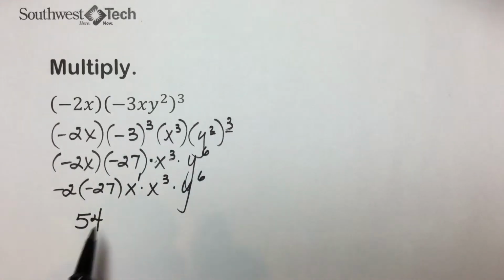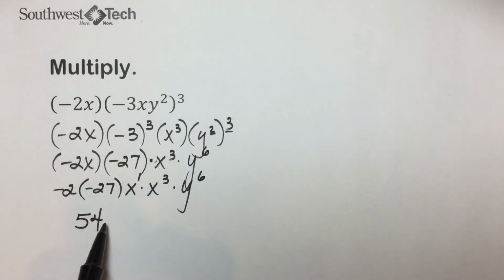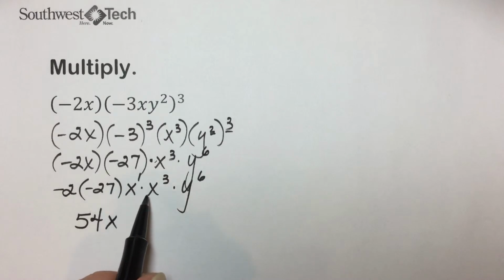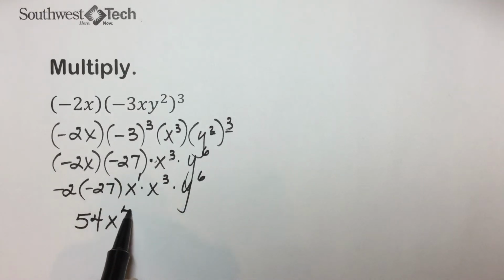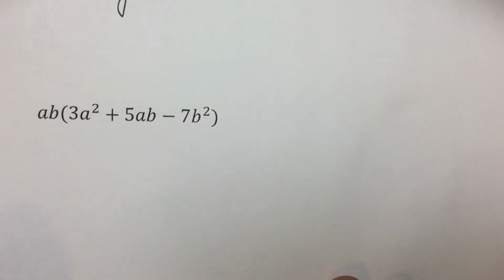Common bases multiplied together, with this x understood to have an exponent of 1, we add exponents, and we still have our multiplication by the y to the sixth power. So that's the result of those two monomials multiplied together.